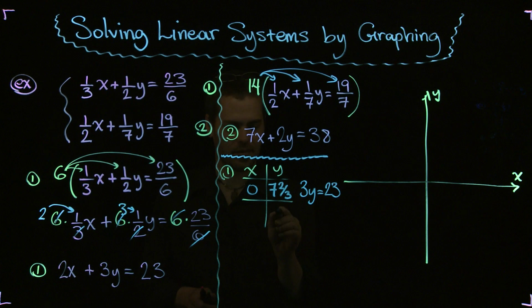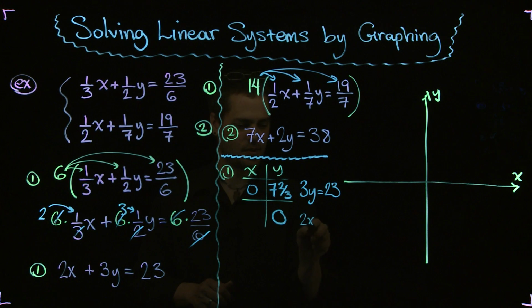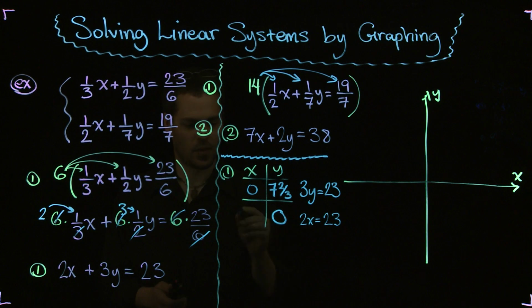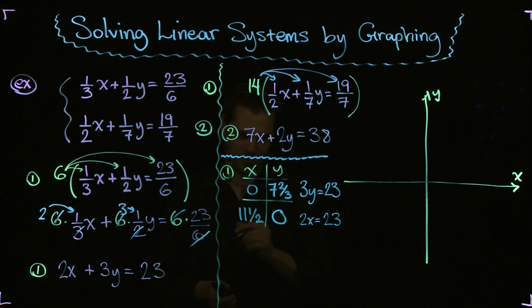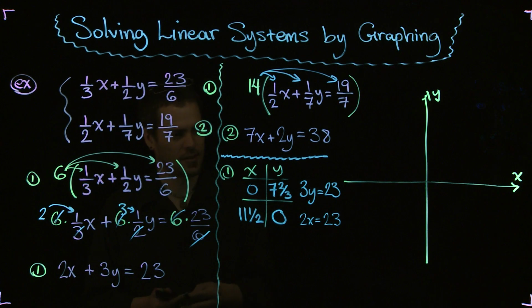And now I'm going to go the other way around to find the x-intercept by letting y equal 0, figuring out what x is. If I let y equal 0, then I've got 2x is equal to 23. 2 times 11 is 22, so this is going to be 11 and 1/2 for my x-intercept. That's kind of ugly, but it's not too bad for the intercepts. Yeah, it's a little ugly. Let's take a look at equation number 2 before I continue.